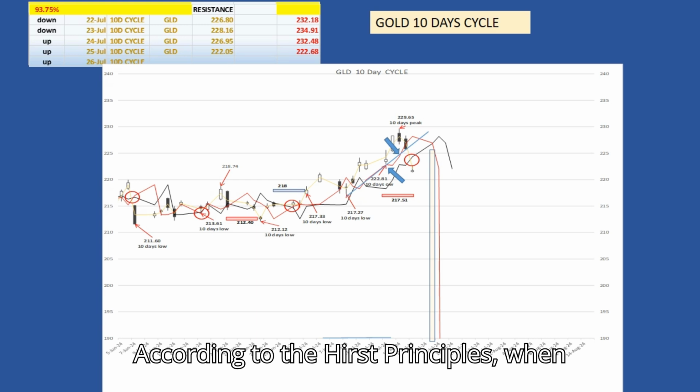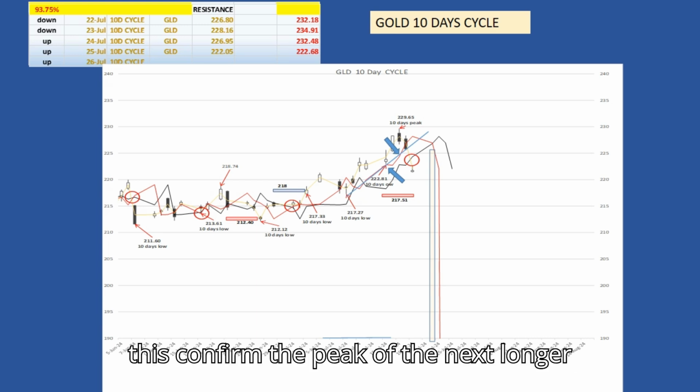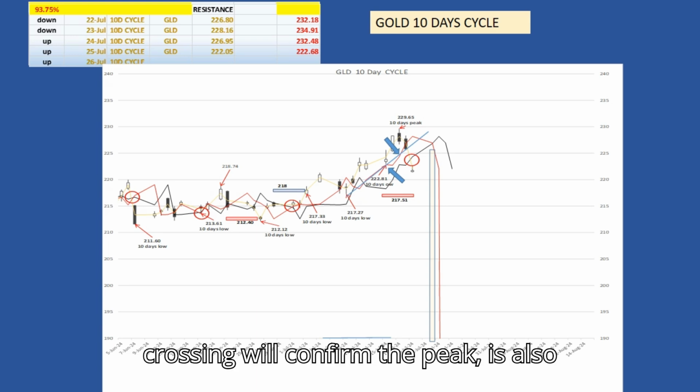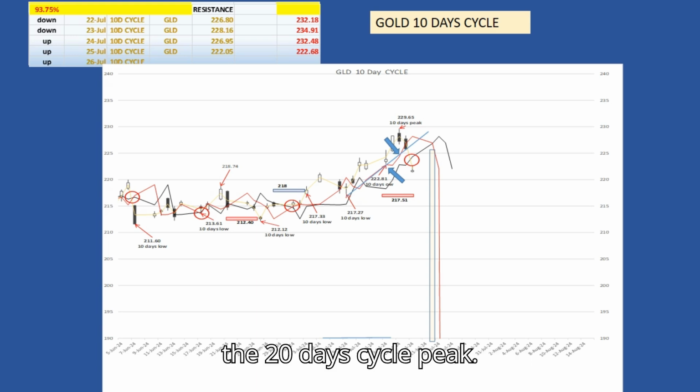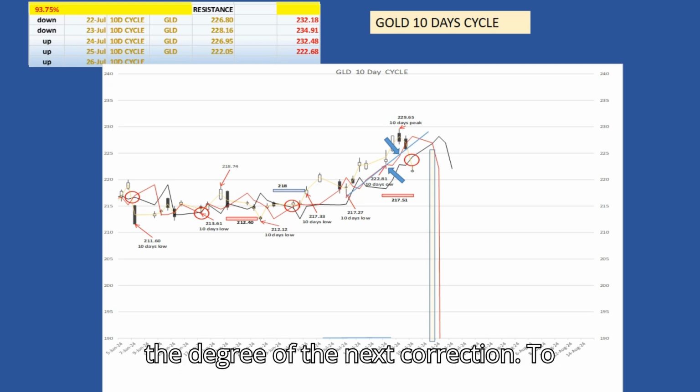According to the Hurst principles, when the market crosses below a cycle trend line, this confirms the peak of the next longer cycle. In this case we are dealing with the 10 days cycle. Then the crossing confirms the peak is also the 20 days cycle peak. Using this information, we can anticipate the degree of the next correction.